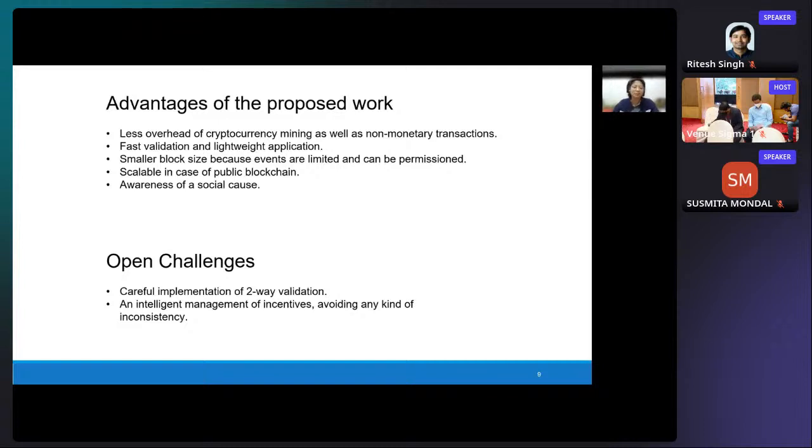We need to be careful while implementing the two-way validation process, and we need to be intelligent enough to manage it so that they can be executed in parallel.